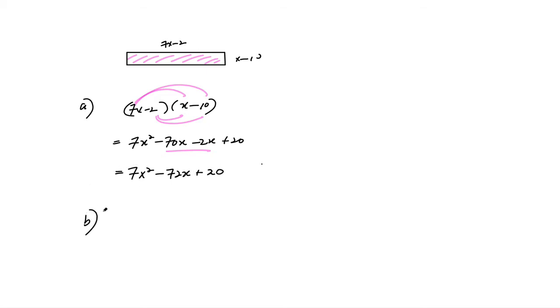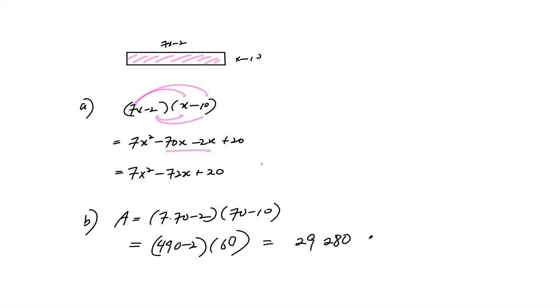B, if x represents 70. Okay, so what is the area then? Well, 7 times 70 minus 2. I'm just plugging it in here. 70 minus 10. 490 minus 2, 60. Okay, so it's that in centimeters squared.